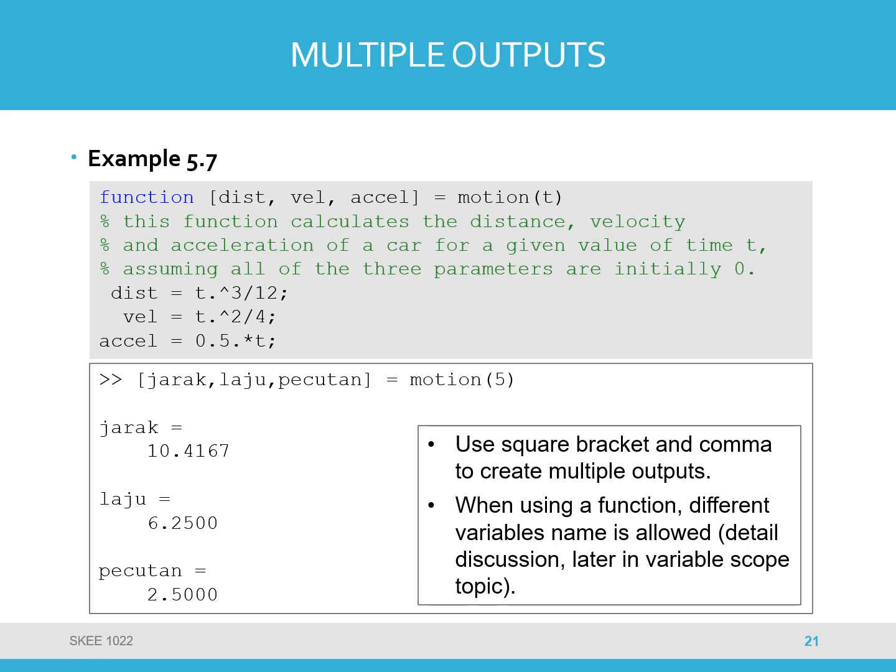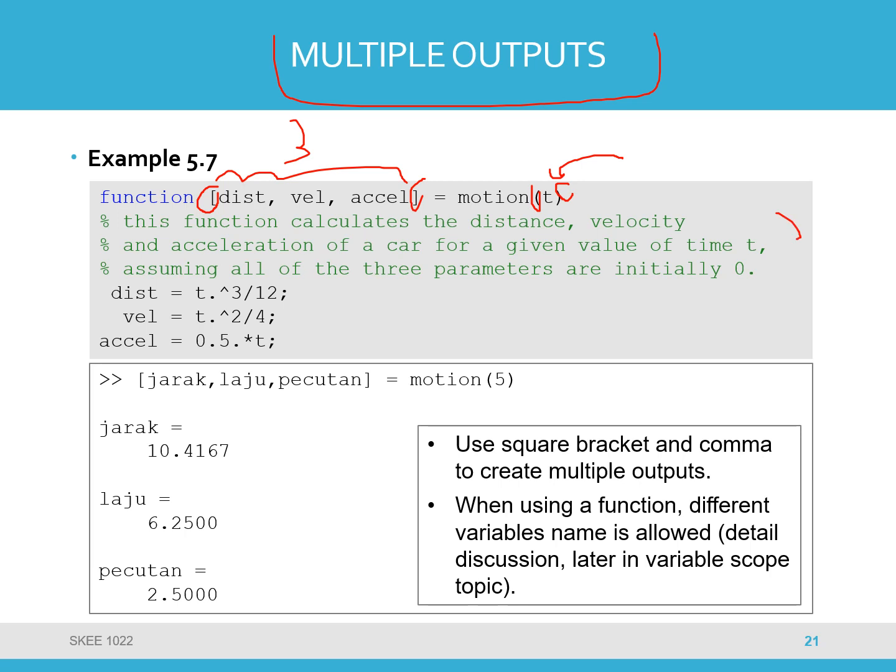Okay, now we move on to the next example, which is multiple output. You can see here the input is only 1, which is time. But for output, you have 3. Make sure you use the square bracket. For input, you use the normal bracket. For output, you use the square bracket, and of course, you separate it using comma. So this is how you write a function with multiple output.